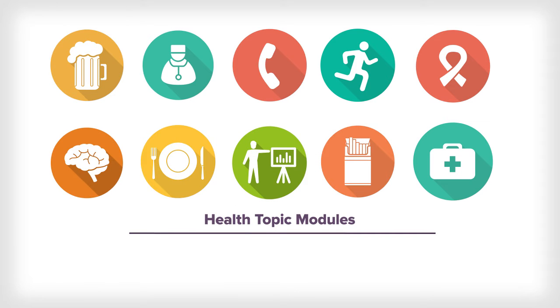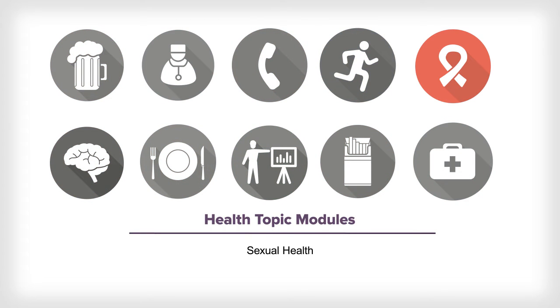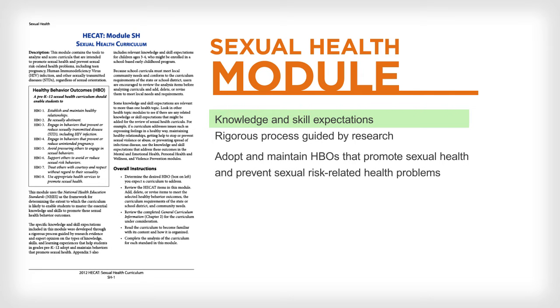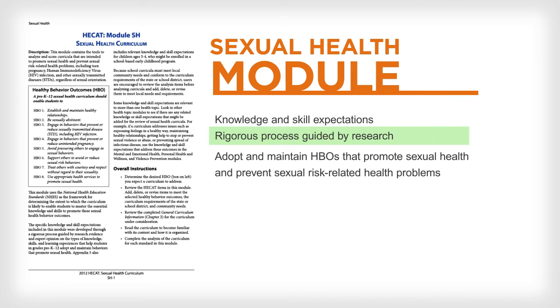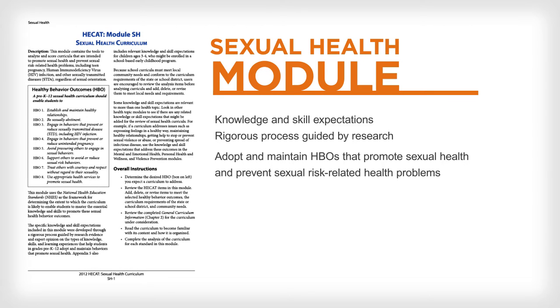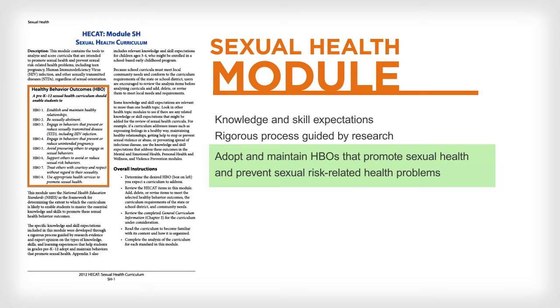Let's demonstrate how to fill out one of the health topic modules. For this example, we'll focus on the sexual health module. The knowledge and skill expectations included in this module were developed through a rigorous process guided by research on the types of knowledge, skill, and experience that helped students in grades pre-K through 12 adopt and maintain the specific healthy behavioral outcomes that promote sexual health and prevent sexual risk-related health problems.